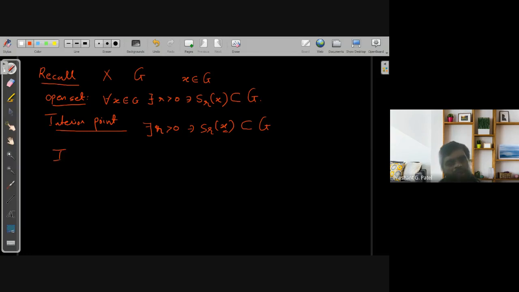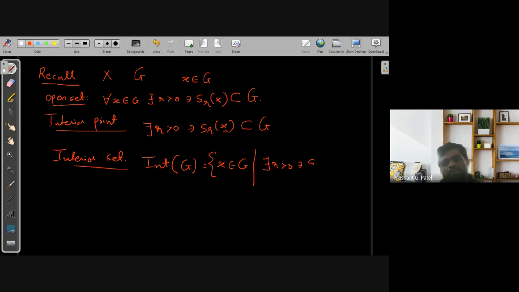Then we defined the interior of a set. The interior of a set is denoted by interior of G, and it is the set of all points in G such that there exists R greater than 0 with SR of X a subset of G. So the interior of G is the set of all interior points of G. This is defined as the interior of a set.